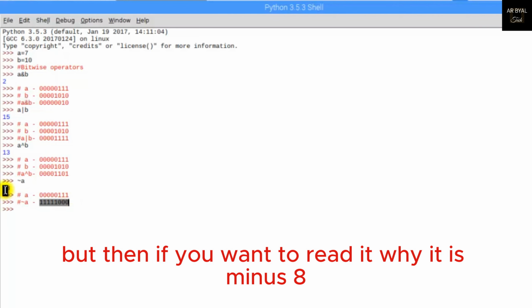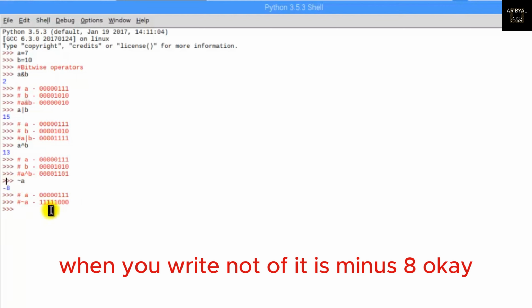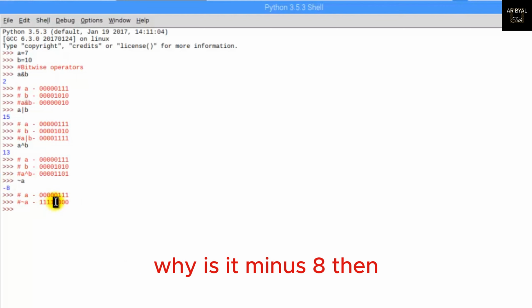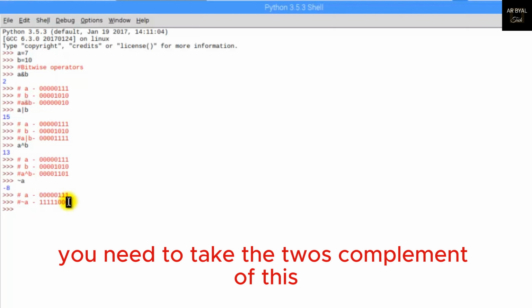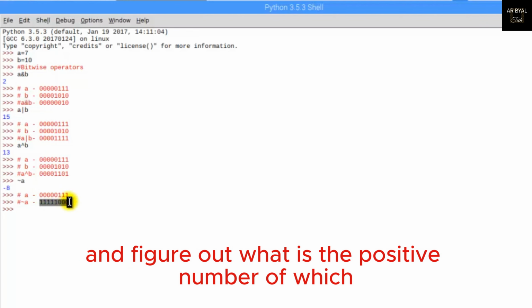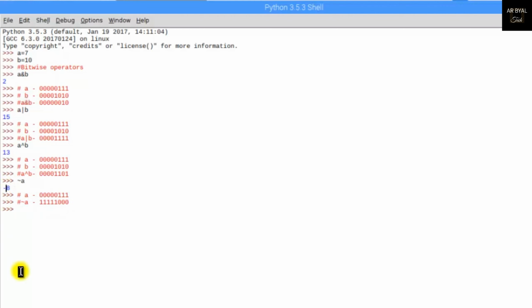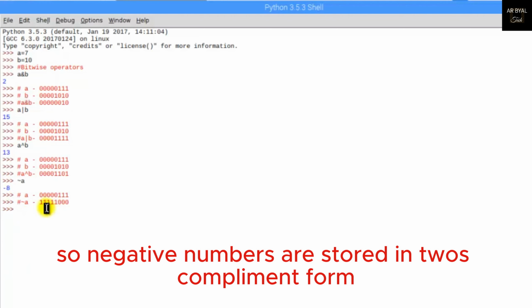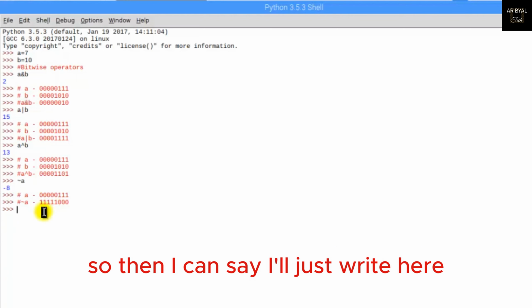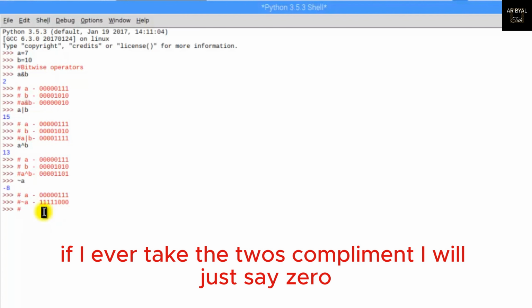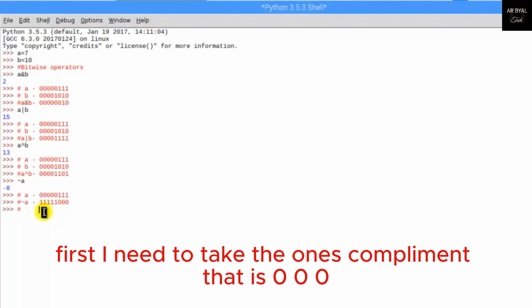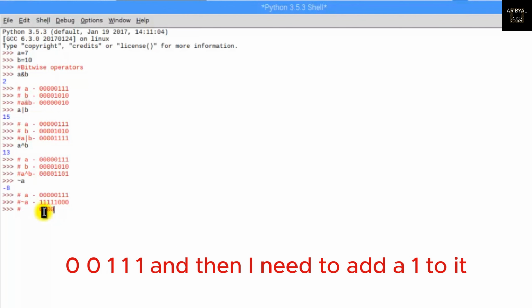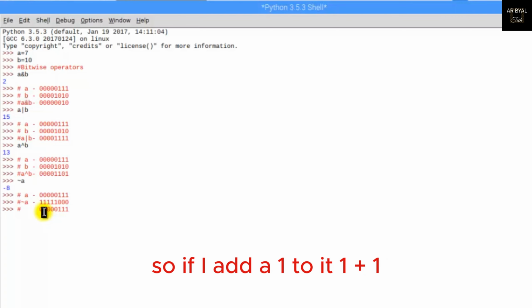But then if you want to read it, why it is -8 when you write not of A, you need to take the 2's complement of this and figure out what is the positive number of which this is. So negative numbers are stored in 2's complement form. So if I have to take the 2's complement, first you take the 1's complement, that is 0, 0, 0, 0, 0, 1, 1, 1. And then I need to add a 1 to it. So if I add a 1 to it, 1 plus 1.